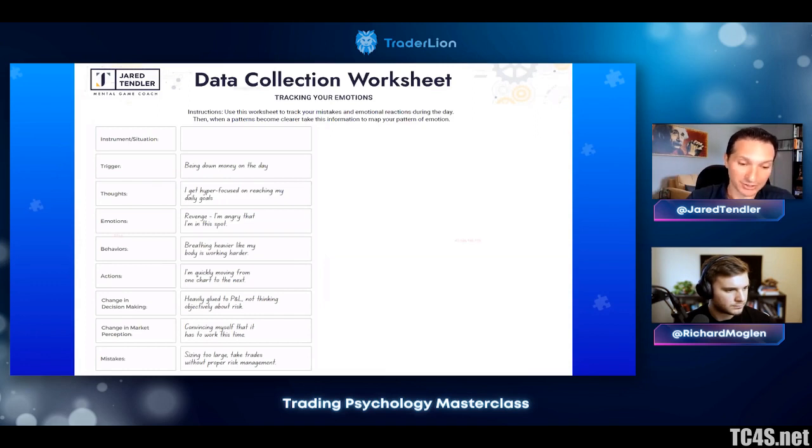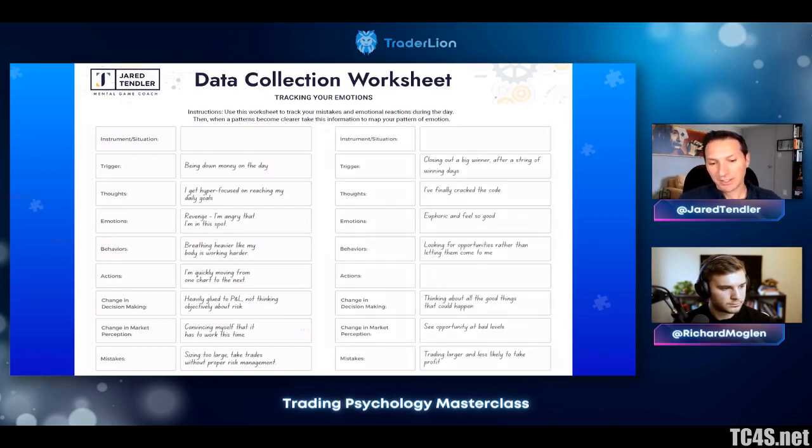The emotion, revenge, right? I'm angry that I'm even in this spot. Breathing heavier is the behavior. Action is quickly moving from one chart to the next. Change in decision-making, heavily glued to P&L, not thinking objectively about risk. Change in market perception, convincing myself that it has to work this time, as if somehow you know that that's going to happen. And of course, the mistakes are sizing too large, taking trades without proper risk management.